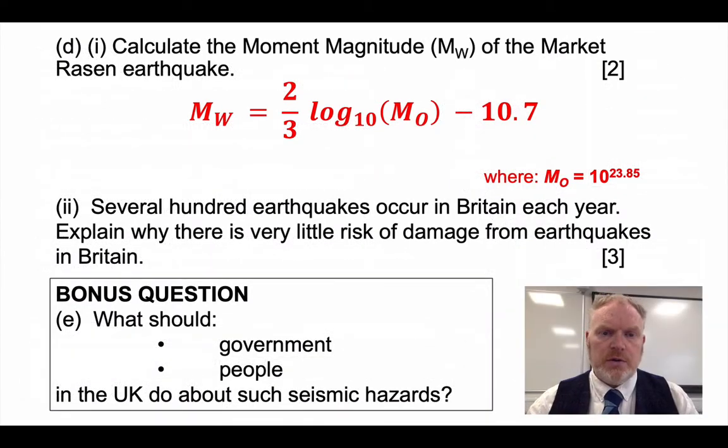I'd also like you to calculate the actual magnitude of this earthquake. This is an equation that you can be asked to solve in your A-level exam, although you wouldn't be expected to remember it. But you do need to be able to apply it. Now, the figure M0 is the seismic moment, and that varies from earthquake to earthquake. For this particular earthquake, the seismic moment is 10 to the power of 23.85. You need to substitute that into the equation and calculate the moment magnitude.